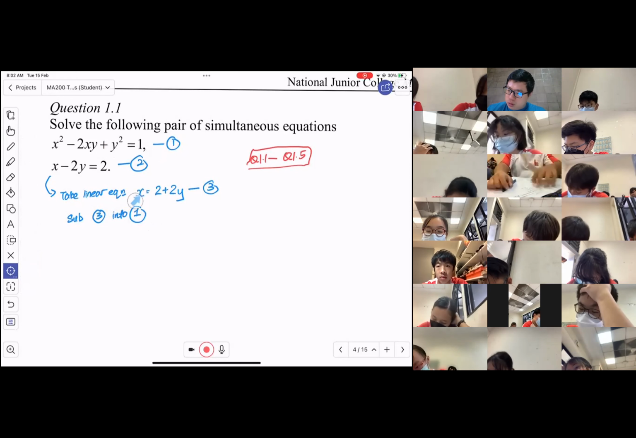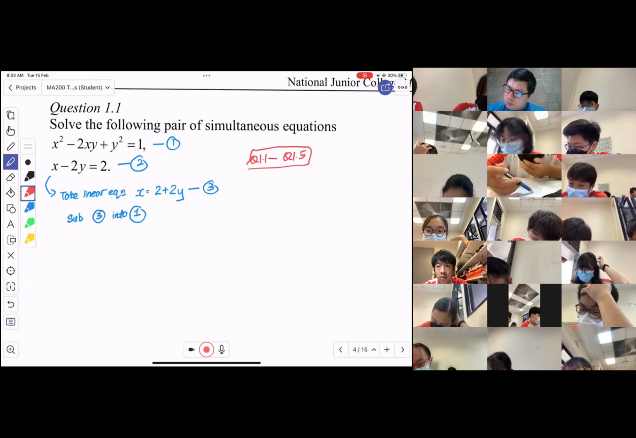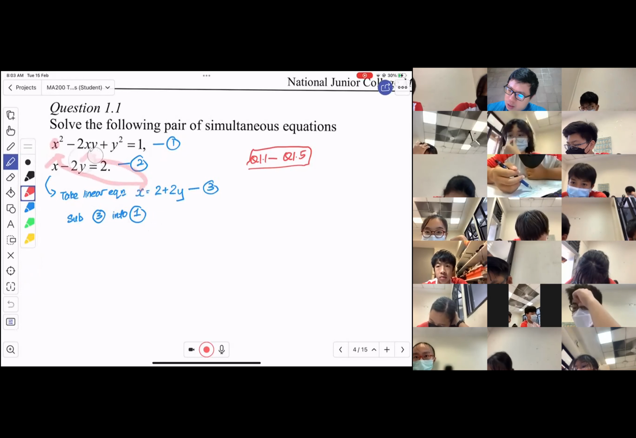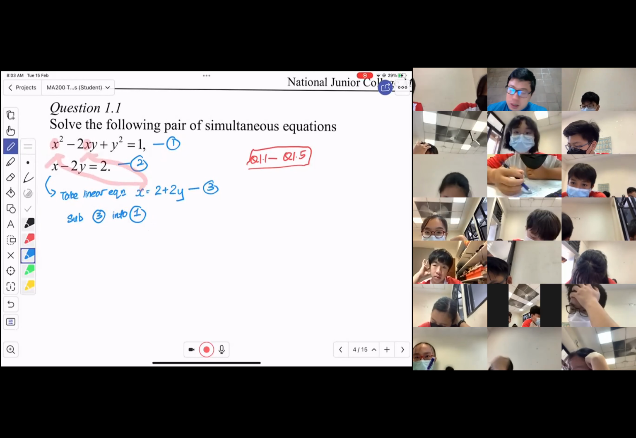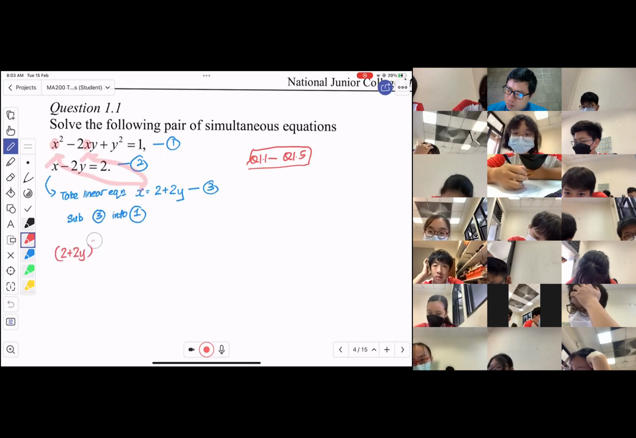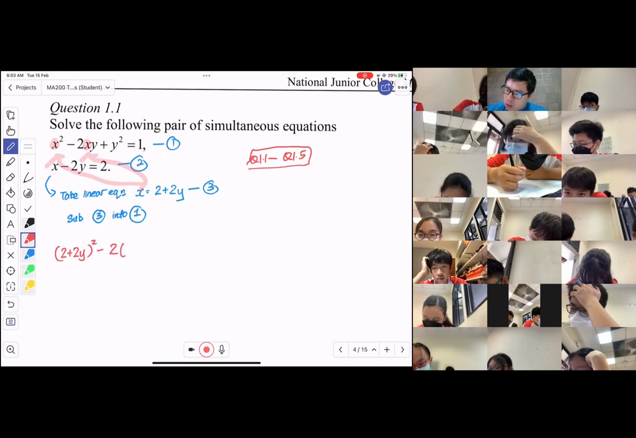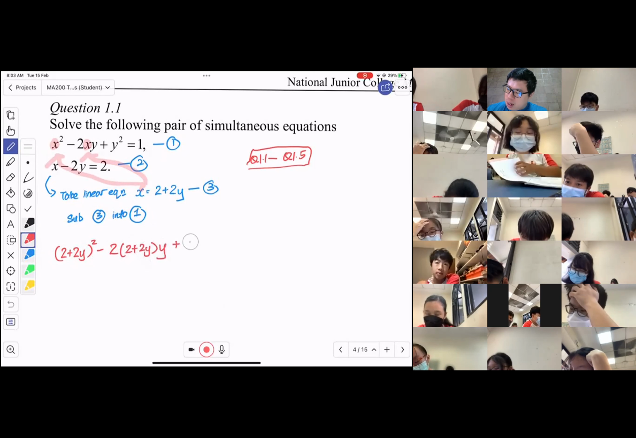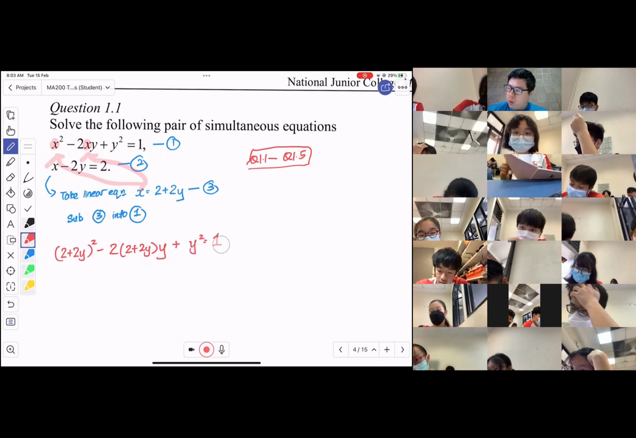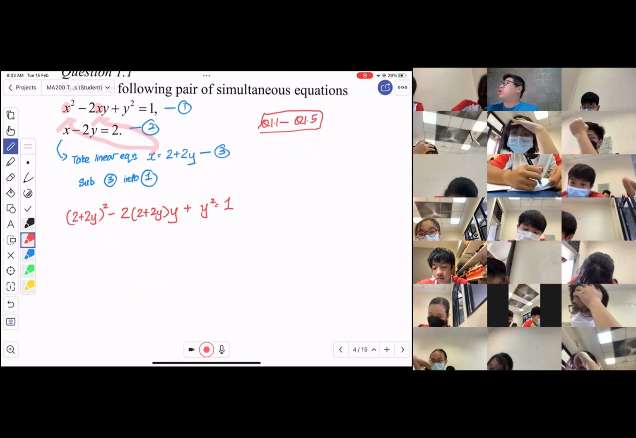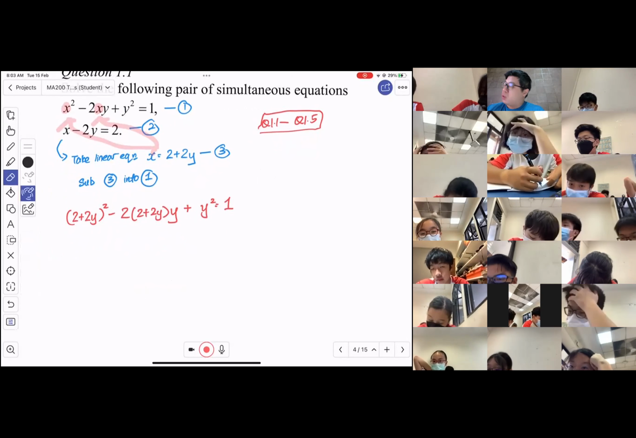So as I substitute, you notice that this x will take over all the x in the past. All the x, this x will take over this one. Okay, so with that, you see this x squared will become (2 + 2y) squared minus 2 plus 2y multiplied by y plus y squared equals to 1. Okay, so this is question 1.1. So for question 1.1, help me to solve this.